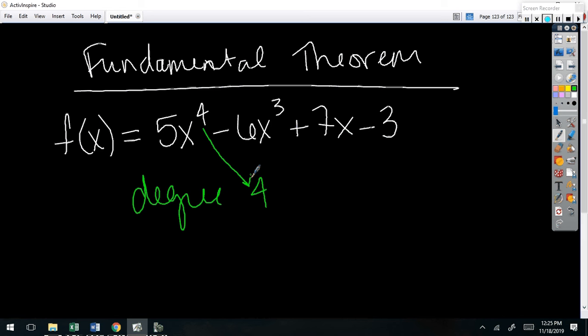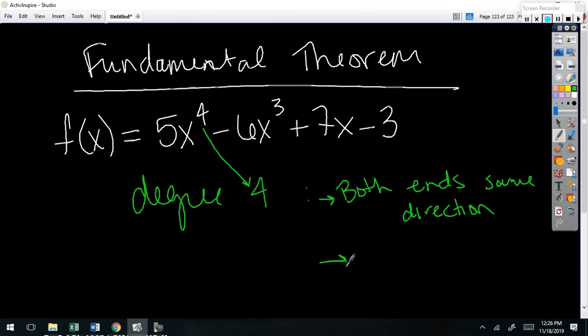Tell me what the degree of 4 tells us. Tell me some things that it tells me. We talked about this several times. Both ends are going in the same direction. You're absolutely right. And that's going to come into play in just a minute. Both ends, same direction. What else do you know? You're on it today. Can't be more than 4 zeros. Okay? There is 4 or less real zeros. And by real zeros, I'm talking about places that it's crossing the x-axis.